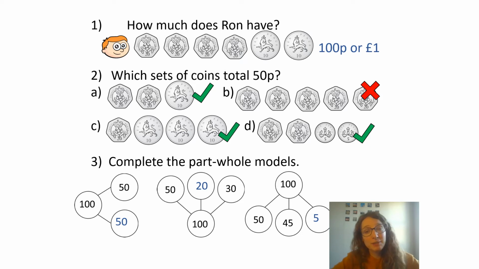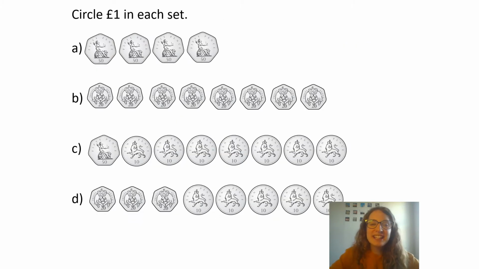There you go, it's decided to uncover itself now. Let's go to our next one. So in each of these sets of coins, so A, B, C and D, I want you to work out how many coins you would need to make 100 pence, so £1. So in the first one, how many 50 pences would you need? In B, how many 20 pences, and so on. So pause the video, work out how many in each row you would need to make 100 pence or £1.